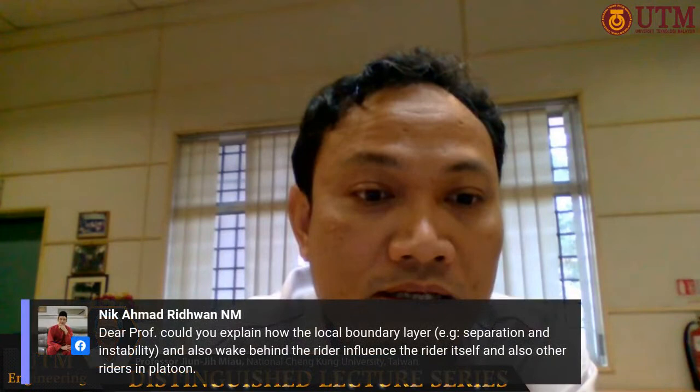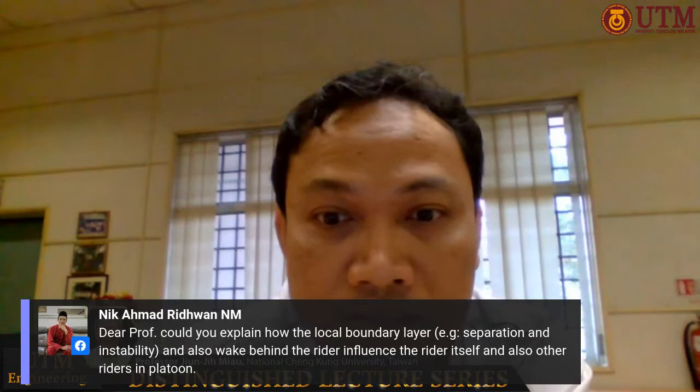But what is the question just now? What is the effect of the weight behind the rider, does it influence the rider itself? I think it is very much affecting the other rider. But as he said just now, we need more experiments or CFD, computational fluid dynamics, to verify this. He also said in the talk that wind tunnel testing needs time, and it needs investment to build the model and so on. So that's my answer for the time being.